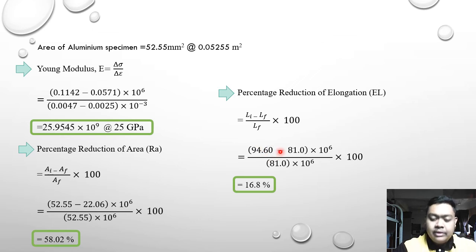Okay, I'm sorry. This is the length after, and this is before. After minus before, and then we get the percentage of the elongation, how long the elongation is after the tensile test is applied to our aluminium specimen. This is the final percentage of elongation, 16.8%.